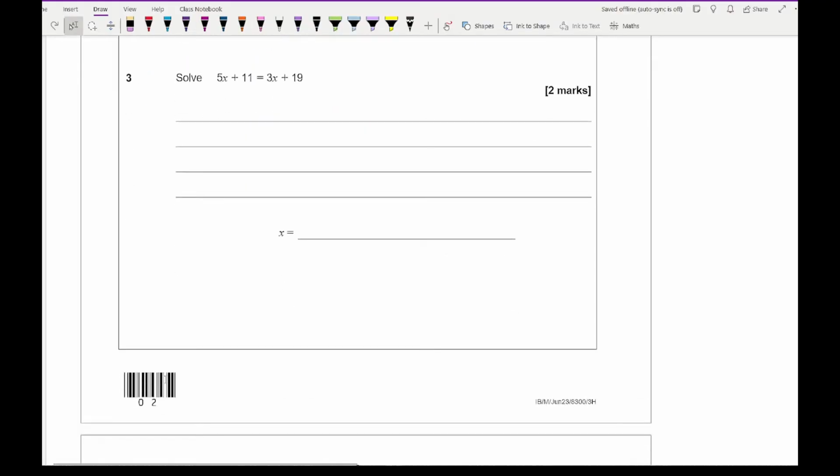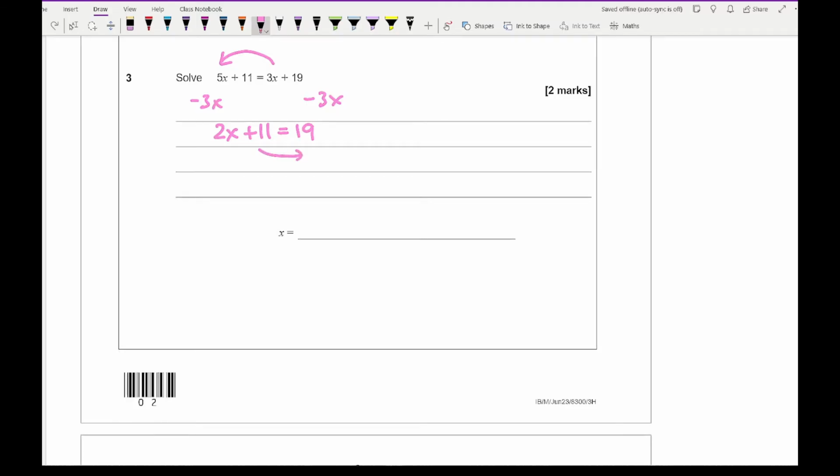For question 3, it says solve 5x plus 11 equals 3x plus 19. Now when you've got a double-sided equation, you always want to take the smallest x over to the other side. So here I'm going to subtract 3x from both sides. And so 5x take away 3x equals 2x plus 11. And then all that's left on the right hand side is the 19.